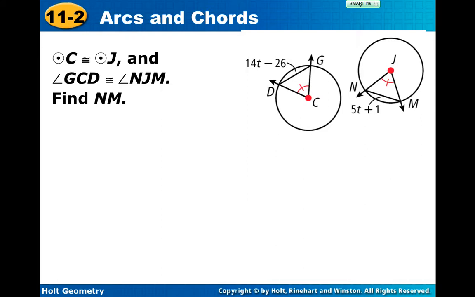So read what it says. If there are congruent central angles, then the chords are congruent. So segment DG and segment NM, those chords will be congruent. Notice they don't have a degree symbol, so you know it's not the arc. If it was the arc, it would have a degree symbol on it. So the theorem says if those central angles are congruent, those chords are congruent. So make DG the same length as NM.